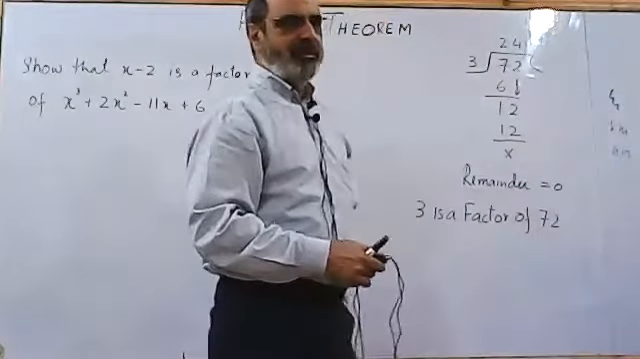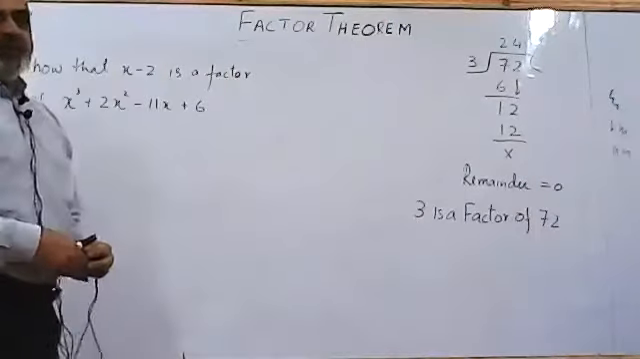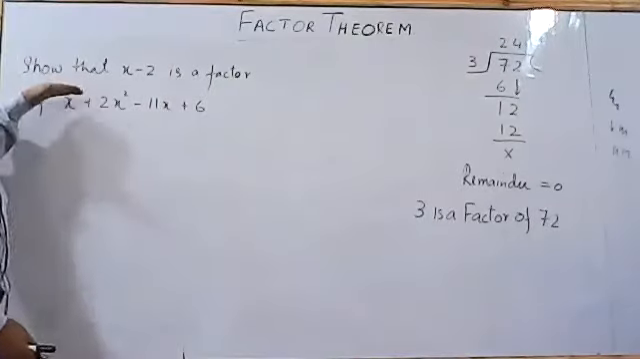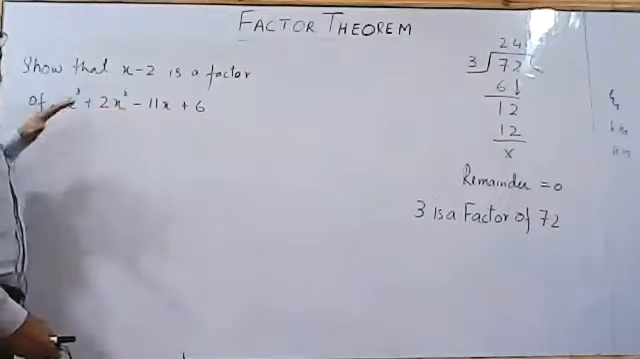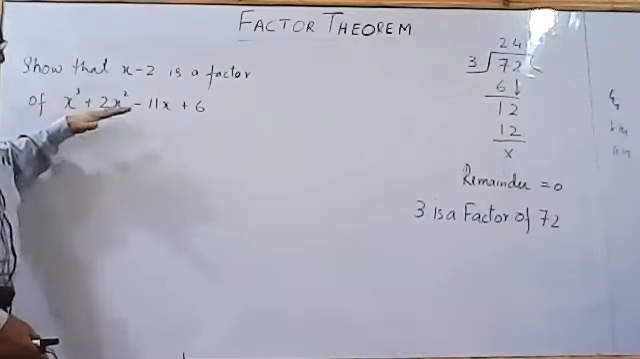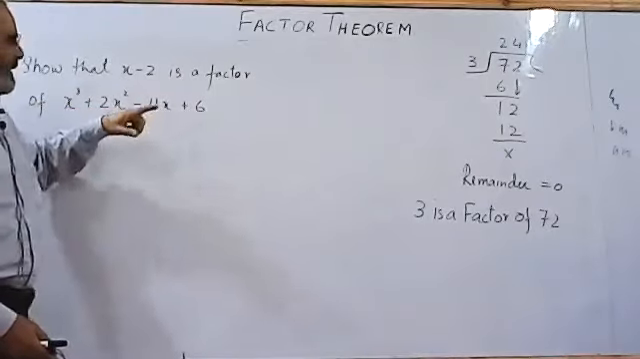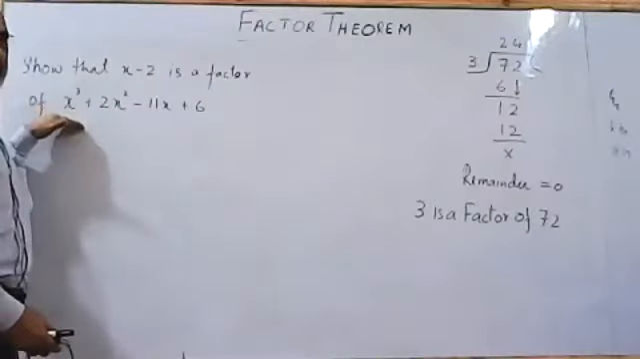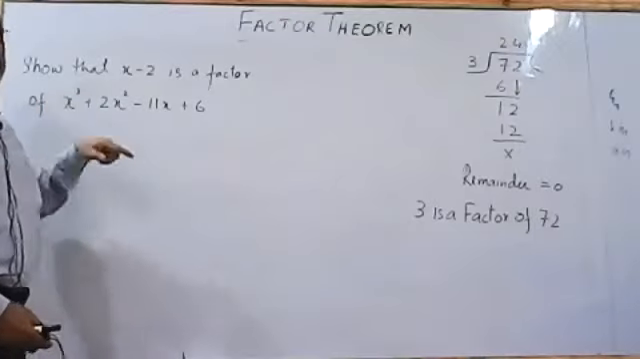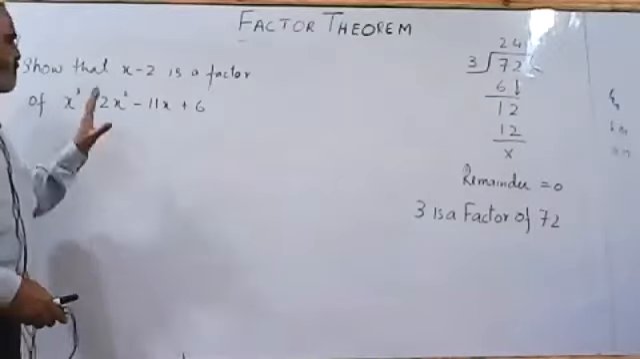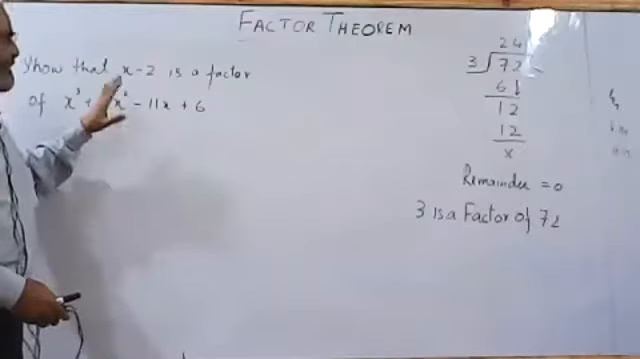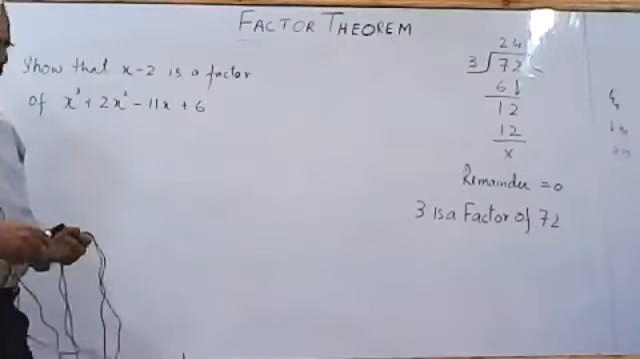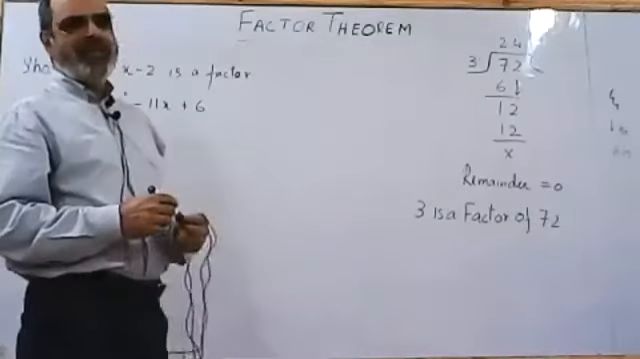Same is the case here when we deal with polynomials. I have considered an example. Show that x minus 2 is a factor of x cube plus 2x square minus 11x plus 6. If x minus 2 is a factor of this polynomial, then the remainder will be 0. So to show that x minus 2 is a factor of this polynomial, we have two different ways. First, the basic technique is the division.